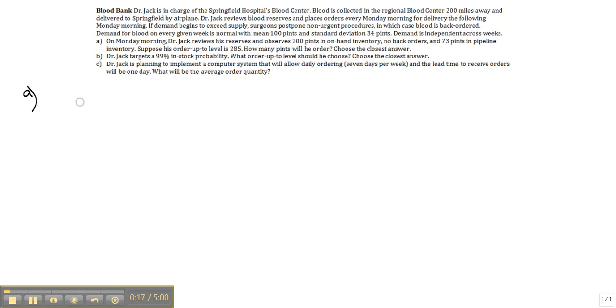We know that his current inventory position is that he has 200 pints on hand, no back orders, and 73 pints are in pipeline inventory. So we can add those in for a total inventory position of 273 pints of blood.